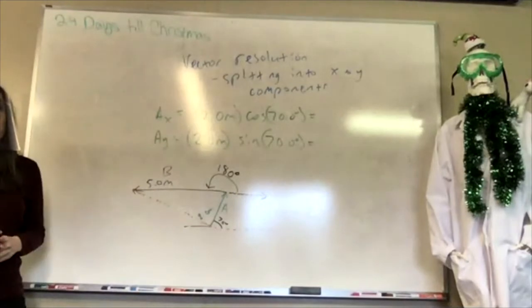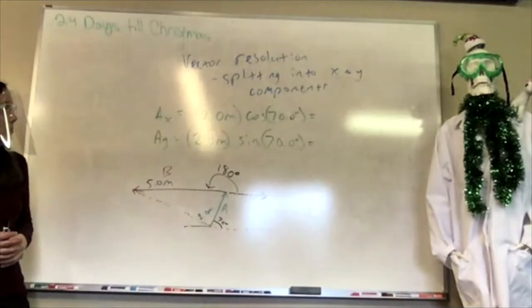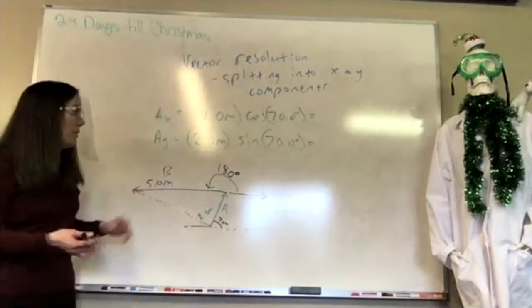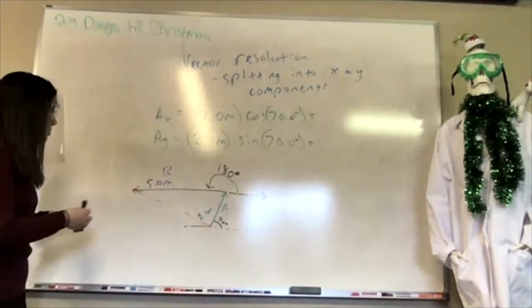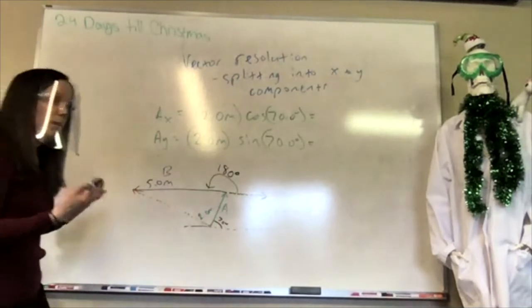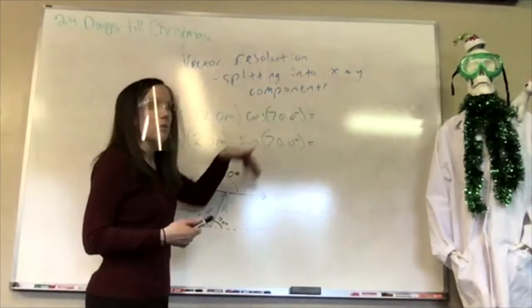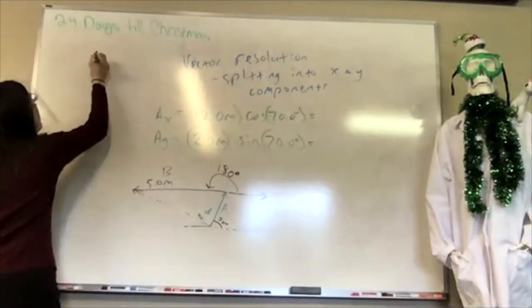Why did you use cosine for X and sine for Y? Oh, yesterday we talked about this a little bit, but basically we use the XY coordinate plane where we define cosine as tied to the X and sine to the Y. Okay, right, good.